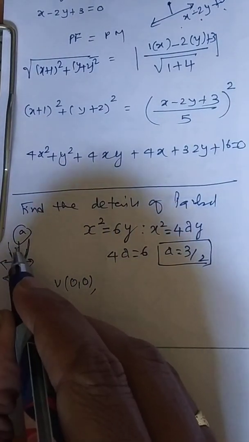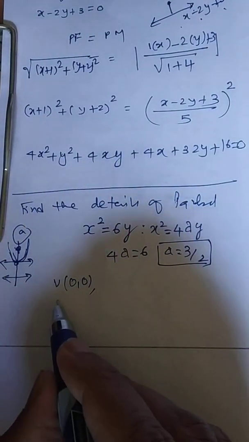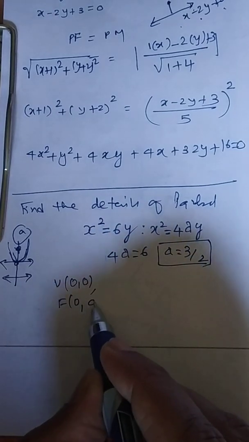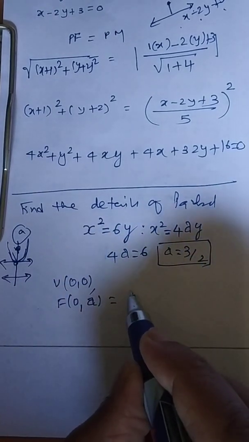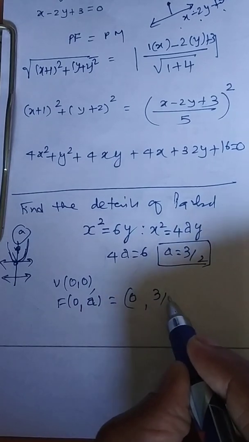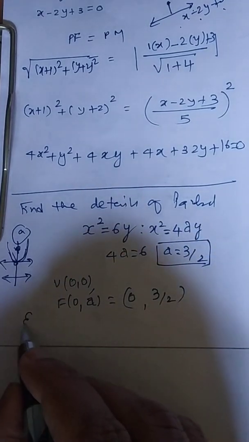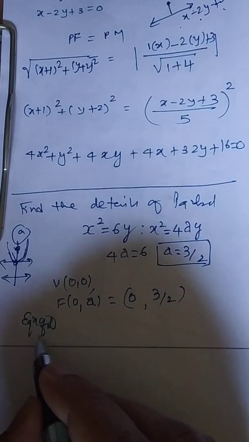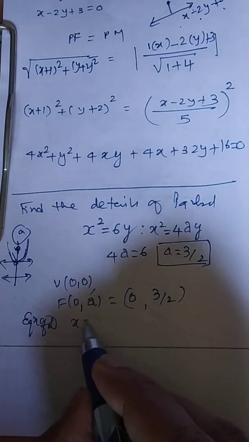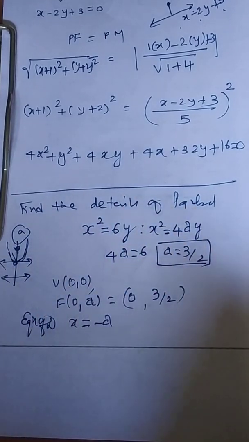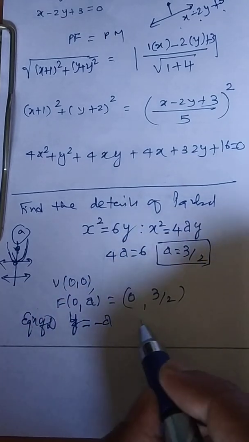Now the focus. Here it is a focus. Do you remember the focus of this? Correct. It will be (0, a). So 0 will be 0 and a you have just now obtained. Equation of directrix. Always try to recall about this one. Is it x is equal to or y is equal to? y will be equal to minus a.